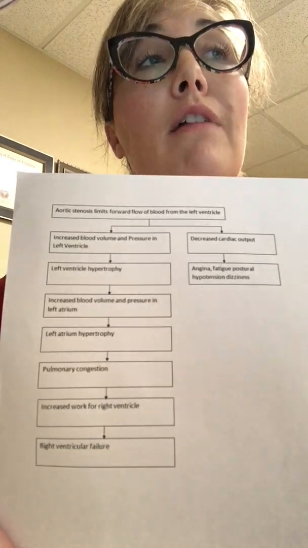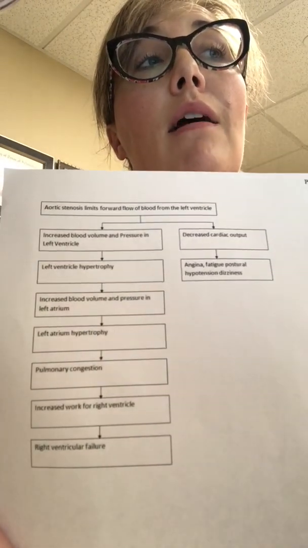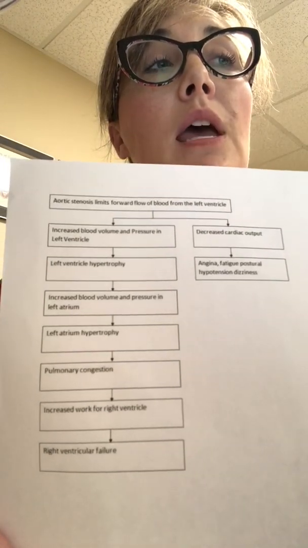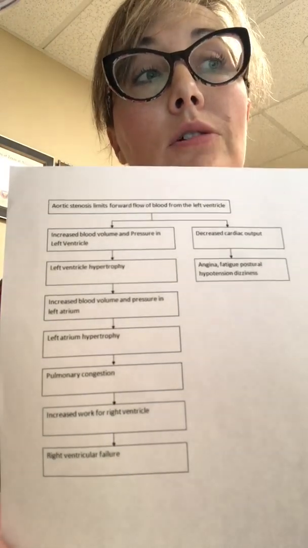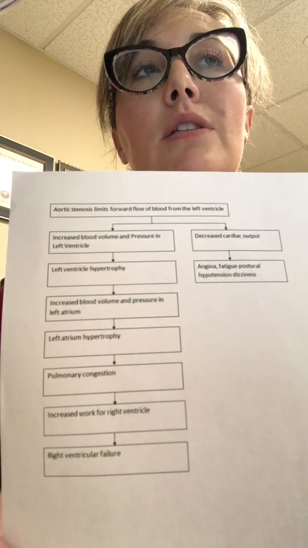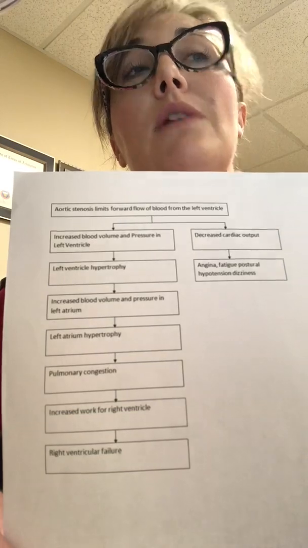There's also an increased blood volume and pressure in the left atrium that leads to enlargement and thickening of the left atrium, therefore leading to pulmonary congestion. There's an increased work for the right ventricle and then can lead to right ventricular failure. Also having a decreased cardiac output and then leading to angina, fatigue, postural hypotension, and dizziness as well.